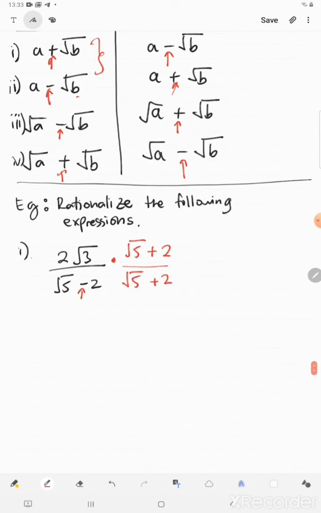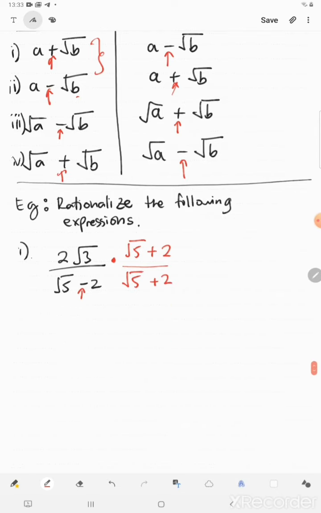Jawapan akhir apa dia? Okay, now we can see that kat sini kita ada kuasa 2 dengan punca kuasa, macam Meda cakap tadi. So jawapan akhir dia akan jadi number 5. Okay, and then next part is we can see here we have 2 positive and negative.